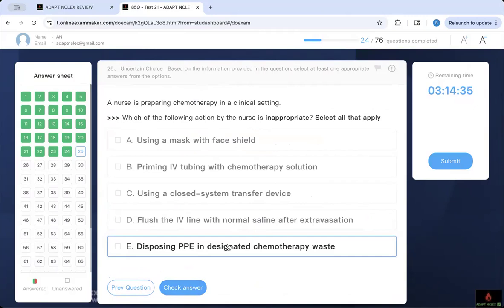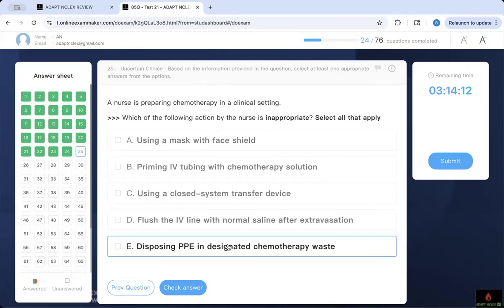Safety: use a mask with a face shield. Priming IV tubing with chemotherapy solution. Using a closed system transfer device. Flush the IV line with normal saline after extravasation. Disposing PPE in a designated chemotherapy waste. Which one is inappropriate? That means doing something bad.